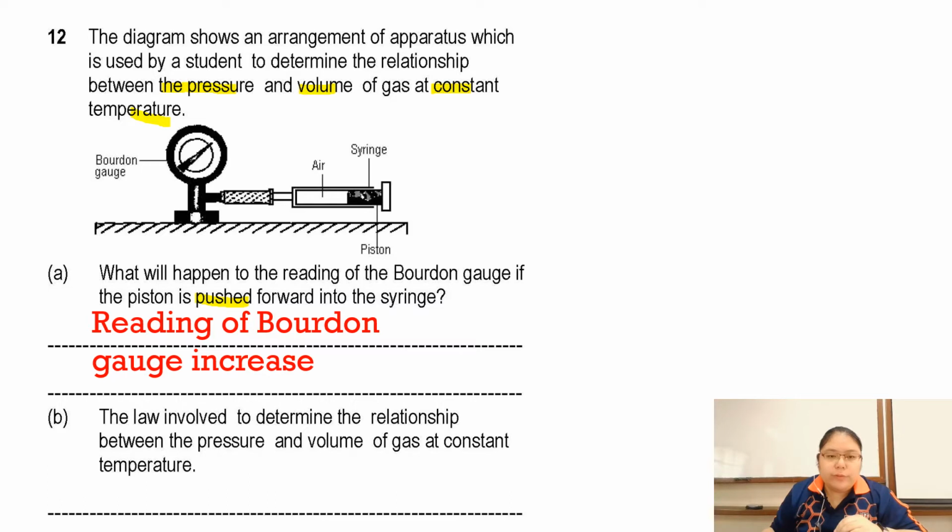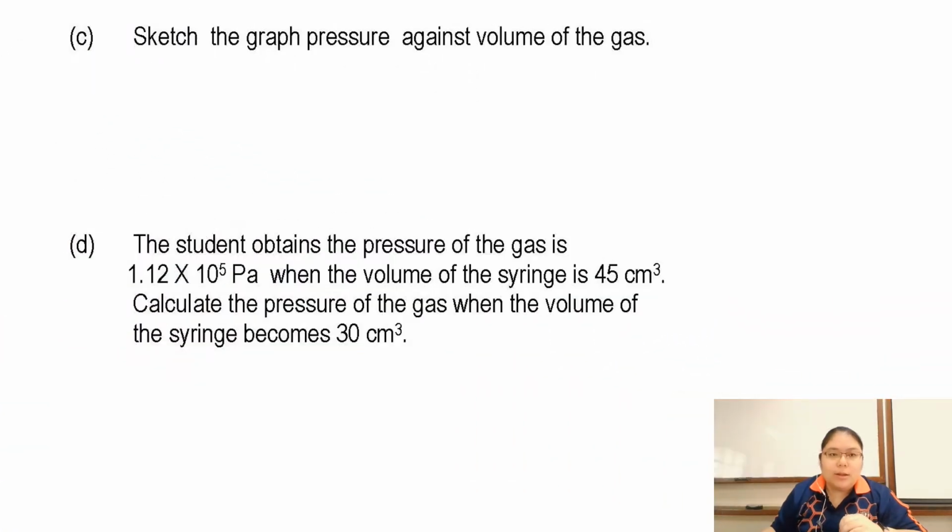Okay, let's see the second one. The law involved to determine the relationship between the pressure and volume. From here, we find there is a constant temperature. So what's the name for this law? The law is Boyle's law. Okay, let's see the next one.